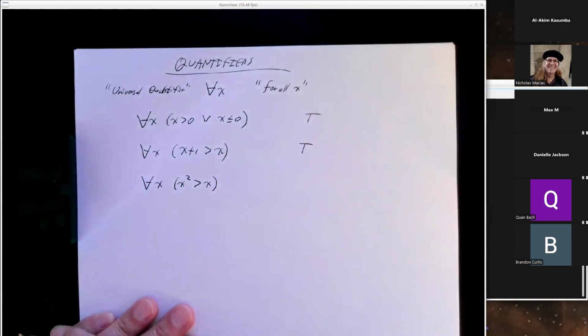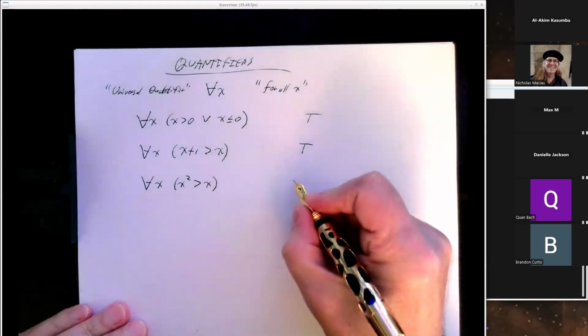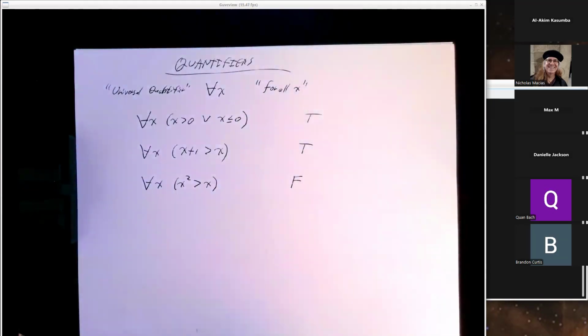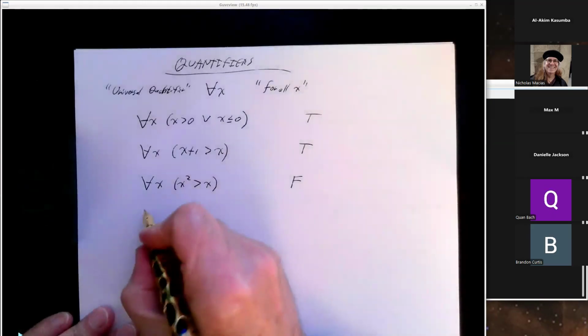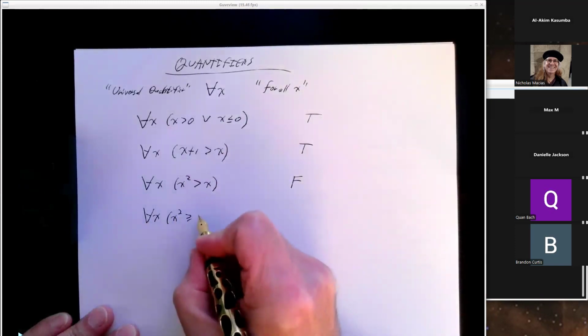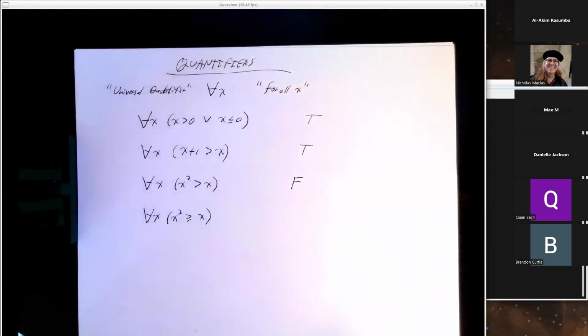For all x, x squared is bigger than x. Is that true or false? False. That's false. Why is it false? 1 squared is 1. That's not bigger than 1. So proving things is false, you just got to find one counterexample. How about for all x, x squared is bigger than or equal to x?